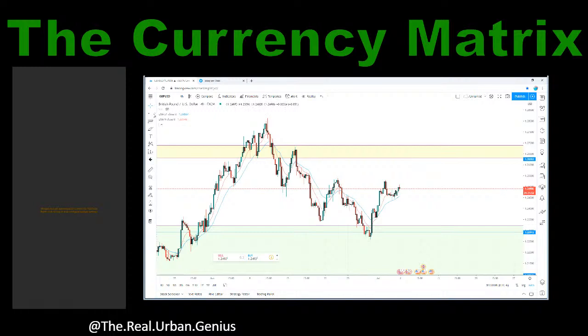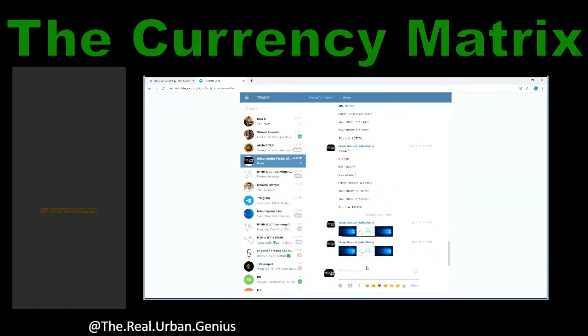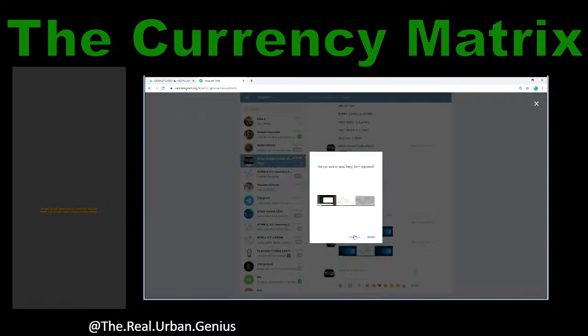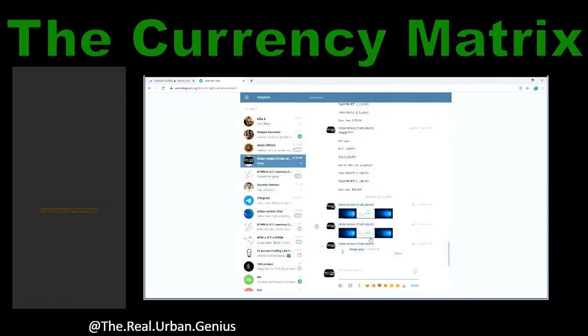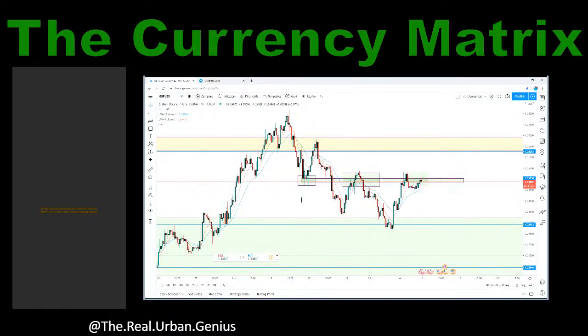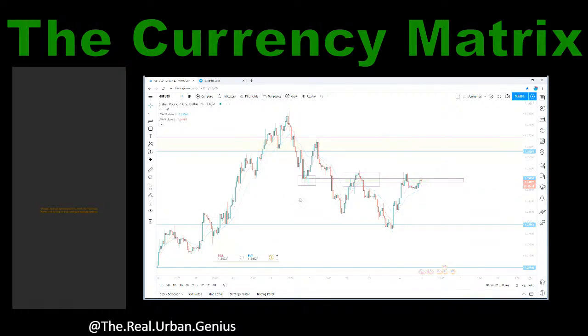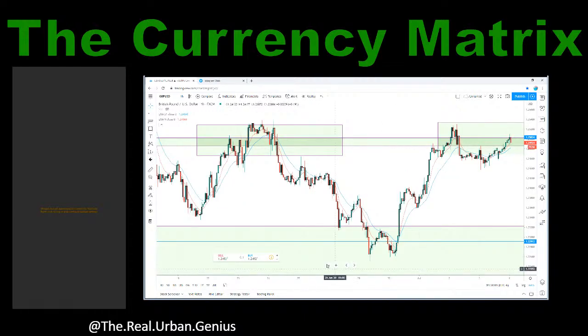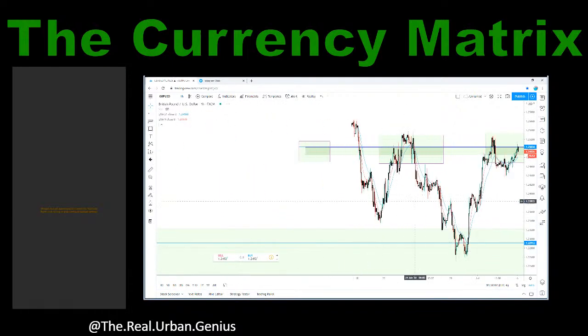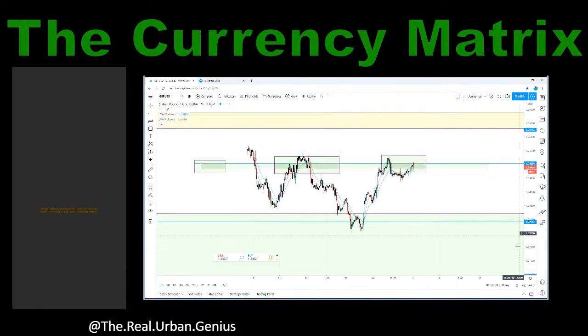Here on the 4-hour first. Okay, we got a cross here. So we have the triple. You can see that potential resistance area, how it's really playing out here.